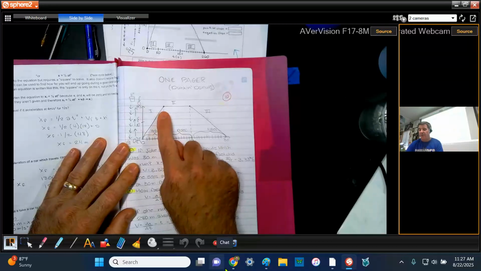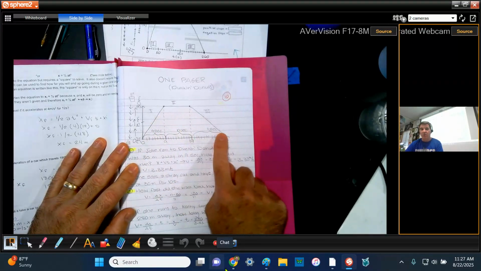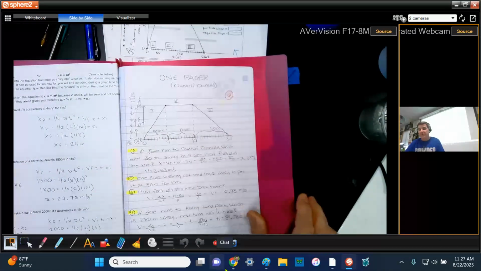She's not supposed to draw the exact same pattern as mine. This is fast, stopped, slow. Jolie, you did great, but you're not supposed to do the same pattern as mine. Do a little bit different pattern.